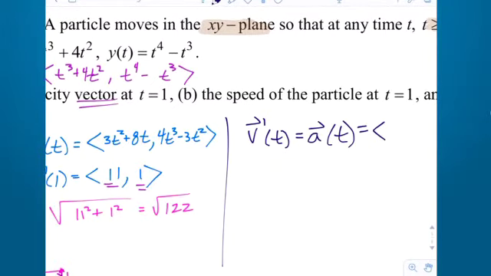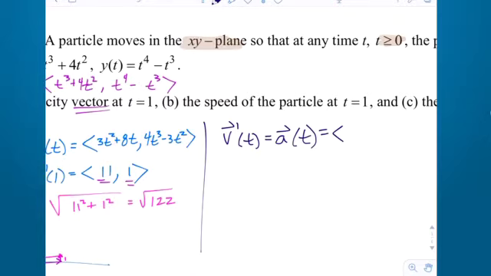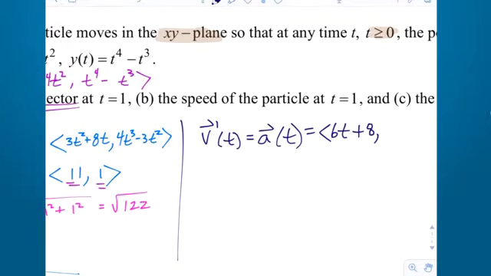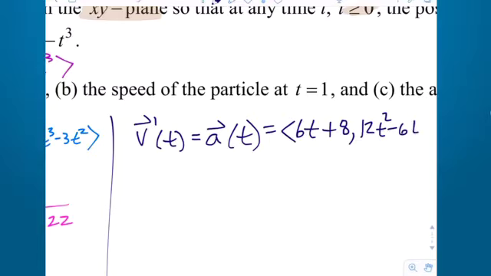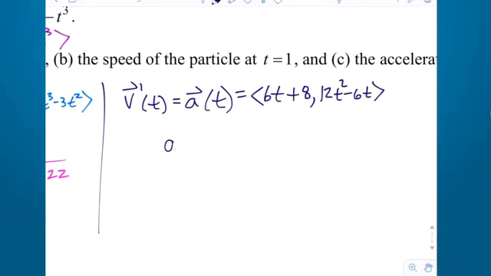So as a vector, I'll just take the derivative of my 2 component velocities. So the horizontal acceleration vector is 6t plus 8. You okay with that? For the x-coordinate, and then 12t squared minus 6t. So just 2 little power rules. And now it's said to evaluate it at 1, so the acceleration vector at 1, you plug in and you get 14, 6.